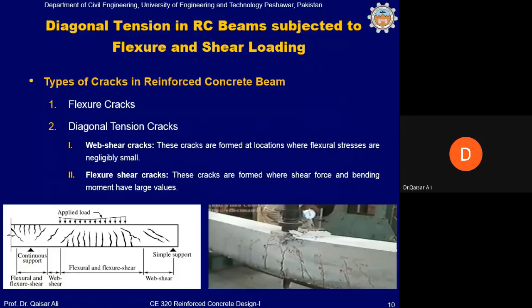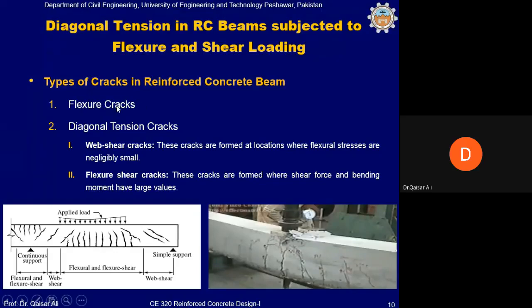This has been shown in this slide number 10. You can see a beam which has been subjected to load, so you can see vertical cracks here, and at the supports, near the supports, there is a shear crack. Similarly, here flexure shear cracks are also here. Okay. So web shear cracks are those cracks which are formed at locations where flexure stresses are negligibly small.